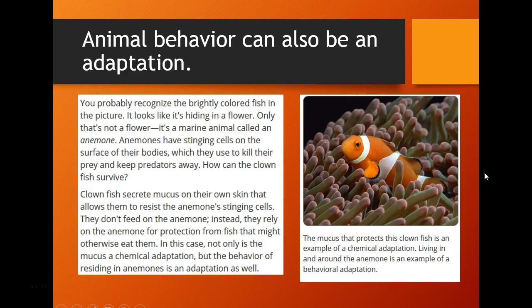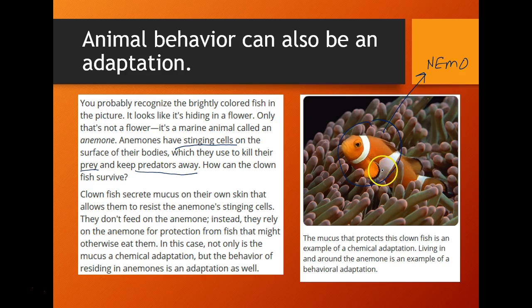So we went over different types of adaptations before: physical, chemical, and also behavioral. So remember, animal behavior can also be considered an adaptation. I'm sure all of you have seen this fish before, right? It's Nemo, or a clownfish. And even from the movie, you know that clownfish live in an anemone. Anemones are very interesting organisms because they have stinging cells on the surface of their bodies, and they use it to kill prey. So obviously you wouldn't want to be around something that's going to sting or harm you. And so what that does is it keeps predators away and also allows them to get food themselves.